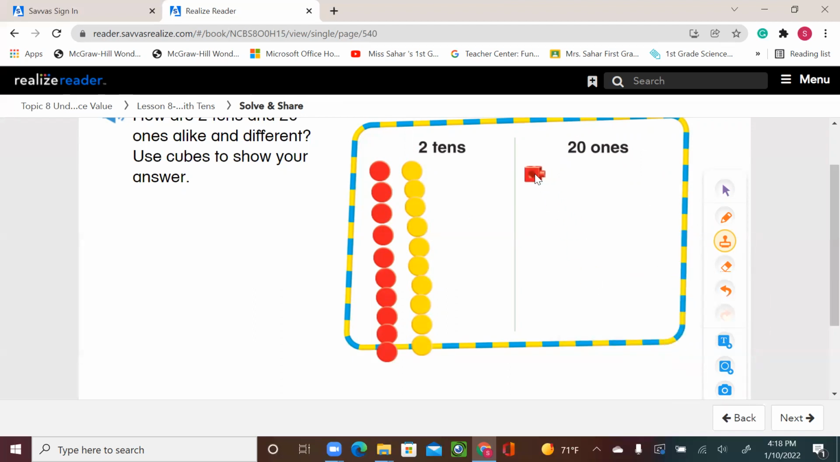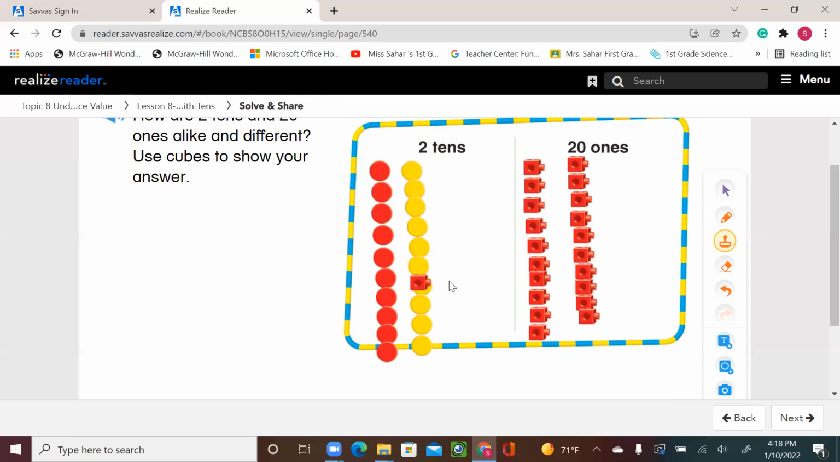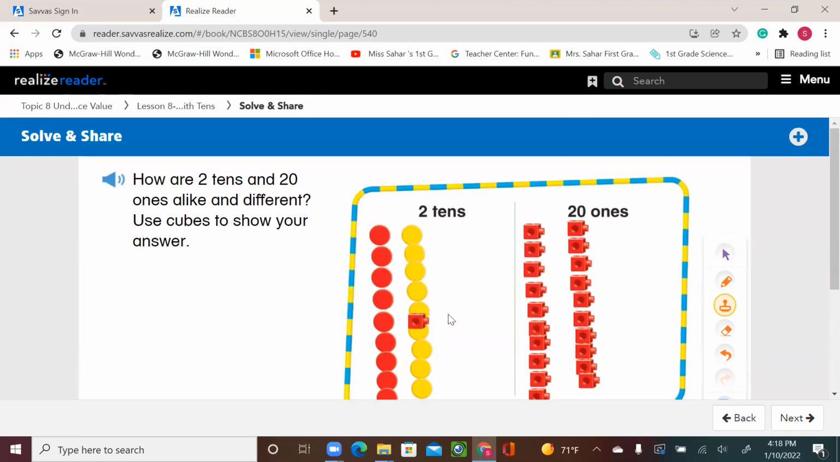So let's put them separate. So let's say 1, 2, 3, 4, 5, 6, 7, 8, 9, 10. And then another 10 to make 20. So 1, 2, 3, 4, 5, 6, 7, 8, 9, 10. So these are 20 ones and these are 2 tens, which is 20 ones. So that's where we see they are the same, and that the value is 2 tens equals 20 ones. And that's why they are alike. And different in that I have groups here and I have them individually here.